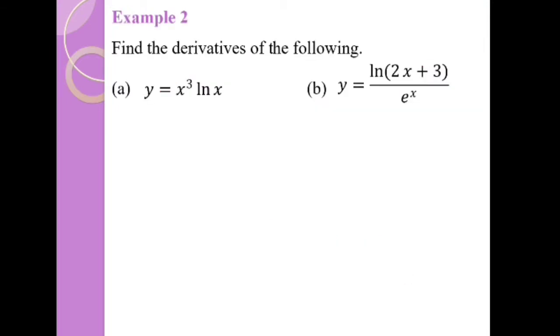Now look at example 2a. We have y equal to x cubed times natural logarithm of x. So what is the operation right in the middle of them? The operation is multiplication. And now we have two terms with x. So remember what we have to do when we have two terms of x and the operation in the middle is multiplication. You have to use the product rule.